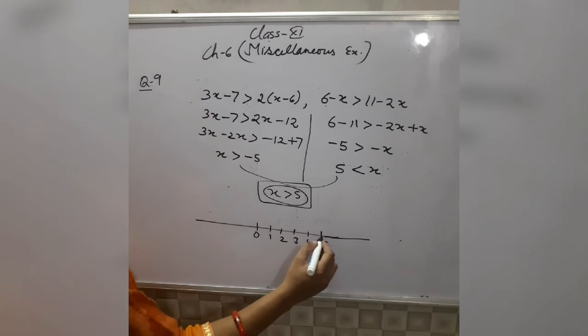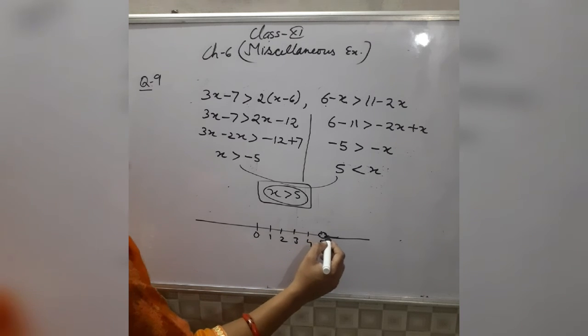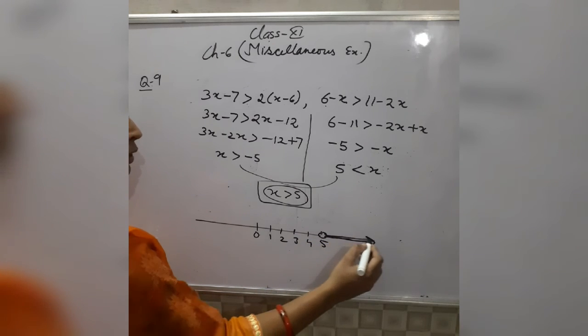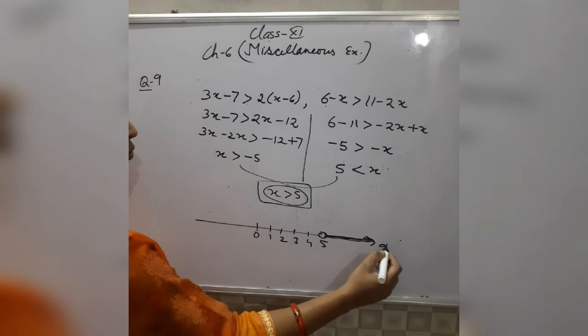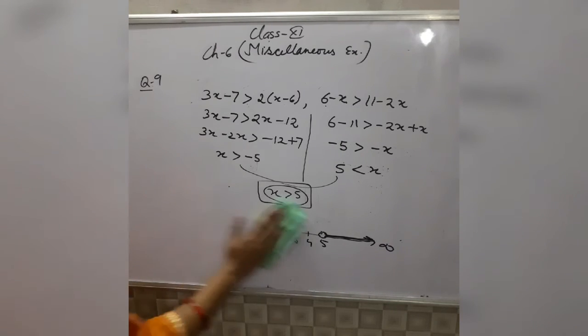Greater than 5 means 5 is not included, so you will make an empty circle, and greater than 5 means up to infinity. So you will highlight this line from 5 to infinity. So this is the solution of the given inequality on the number line.